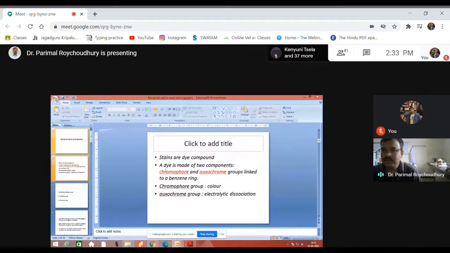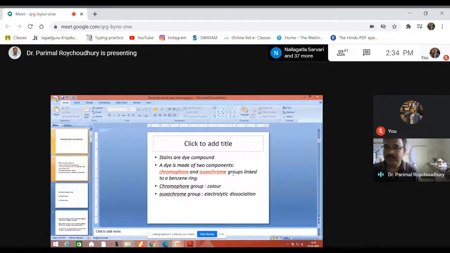These stain and dye compounds must possess two different groups. One is called the chromophore, the other is the auxochrome. Chromophore imparts color to the bacteria, whereas the auxochrome group helps in electrolytic dissociation. So a dye compound must possess both chromophore and auxochrome groups so that they can react with the cellular components and impart color to the organism.